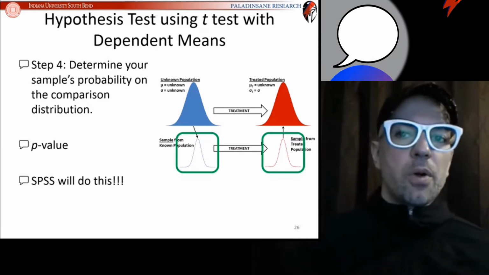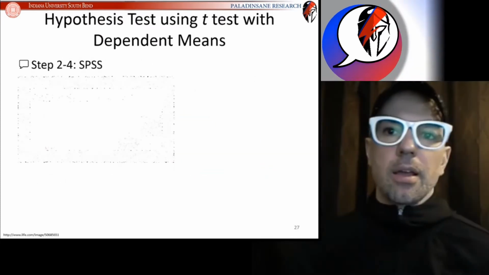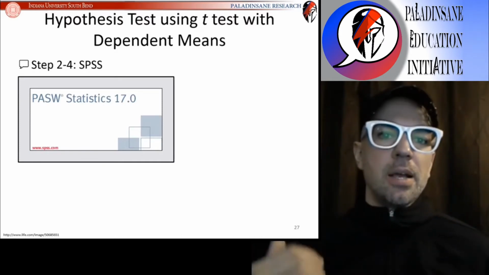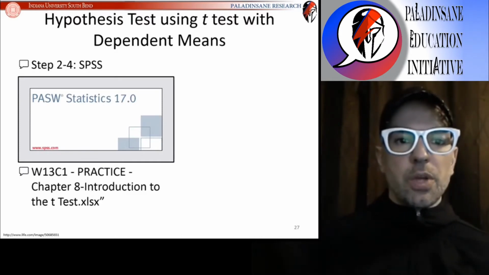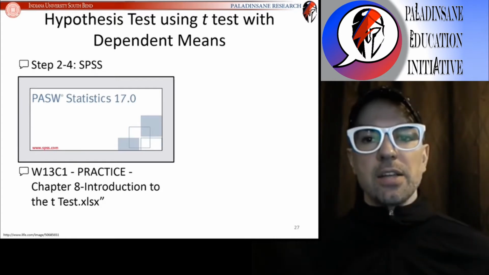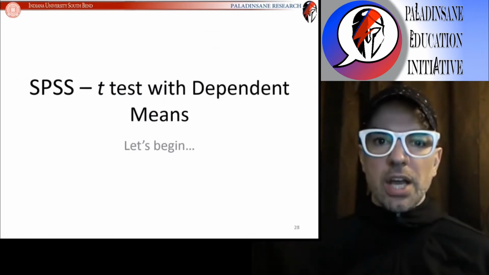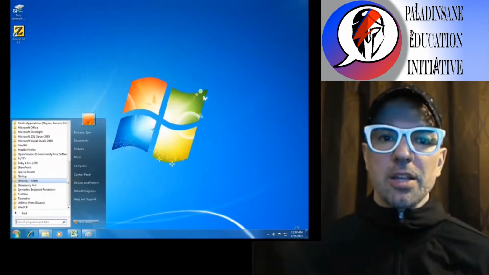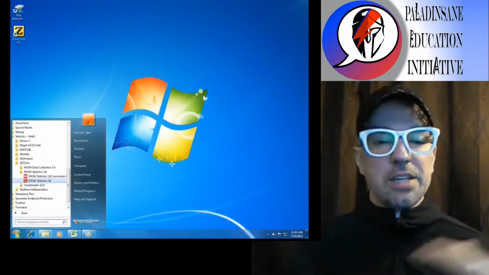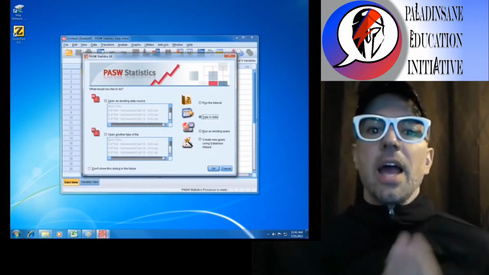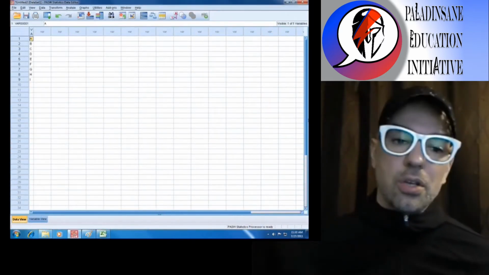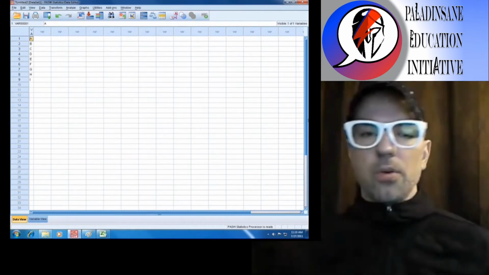So that's step 1 through 4. What we're going to do right now is go to doing this with SPSS. The Excel sheet that you need for this is week 13, class 1, practice chapter 8, introduction to the t-test. And as usual, we have screenshots in the PowerPoint files so that you can see how to do that in still images. We also have this video that you can use to play back at your own pace.